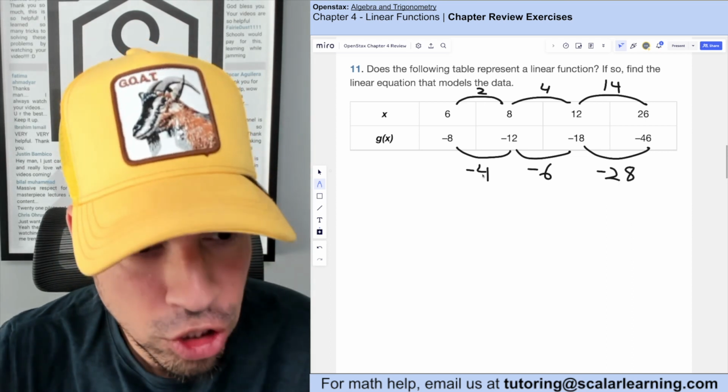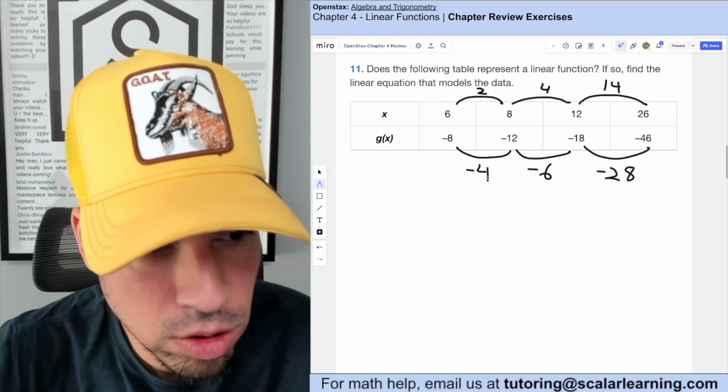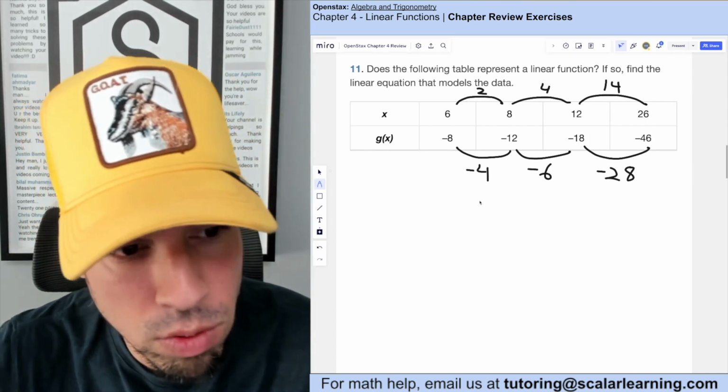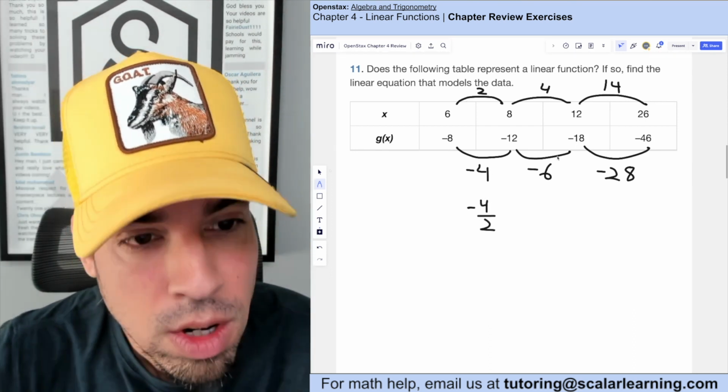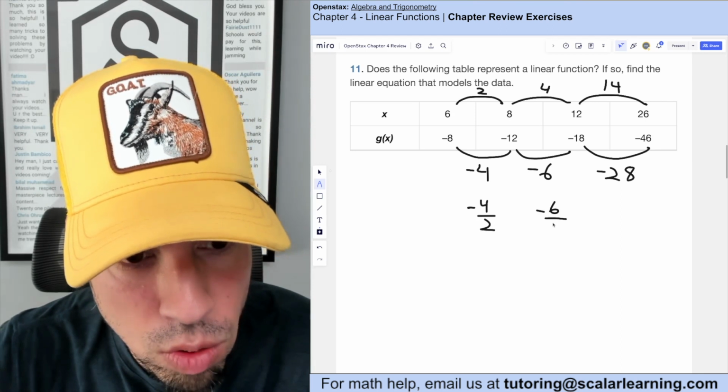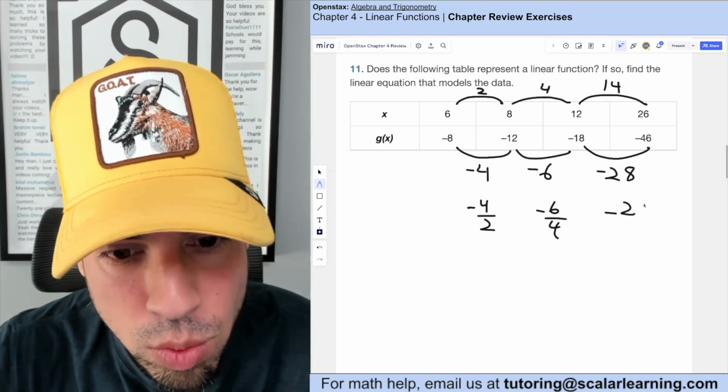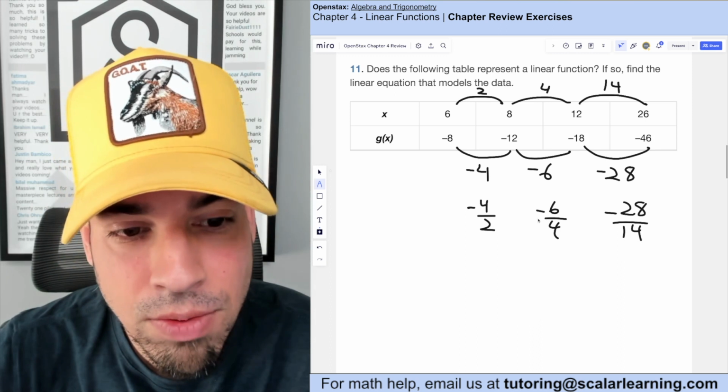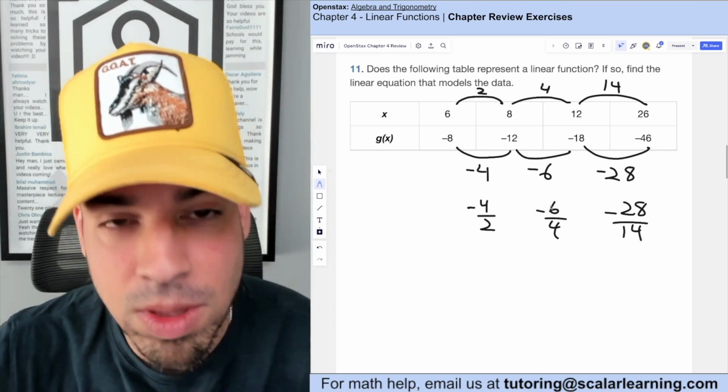Now we look at the ratios of each of these changes. So it's function value or y value over x. So it's negative 4 over 2. This one would be negative 6 over 4. And this would be negative 28 over 14. And if all of these are exactly the same, then we have a linear function.